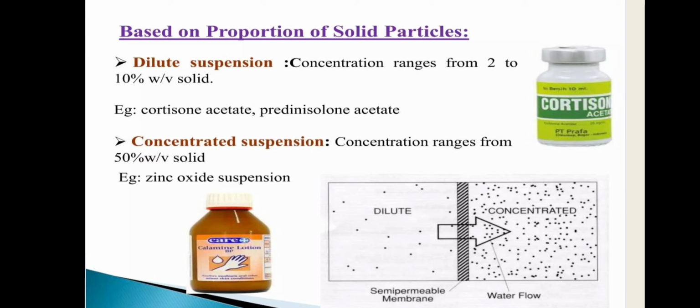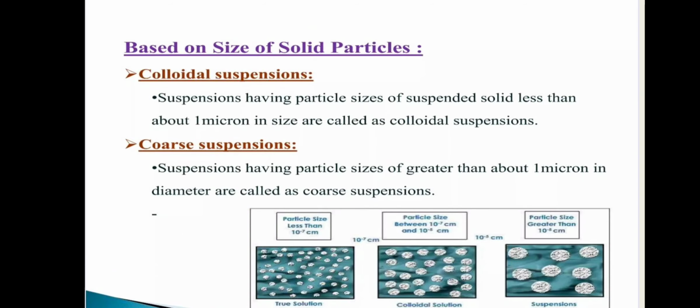The next one is based on the proportion of solid particles. Dilute suspension: concentration ranges from 2 to 10% weight by volume solid, example cortisone acetate. The second one, concentrated suspension: concentration ranges from 15% weight by volume solid, example zinc oxide suspension. Then the diagram of dilute and concentrated suspension, with water flow and semi-permeable membrane.